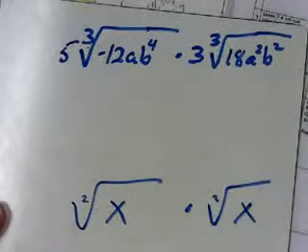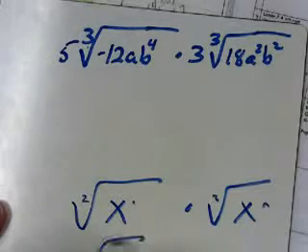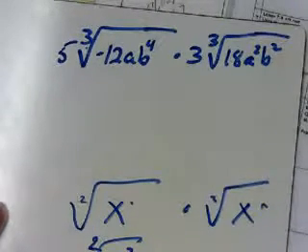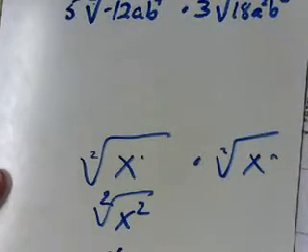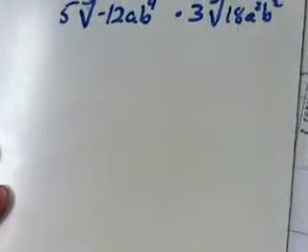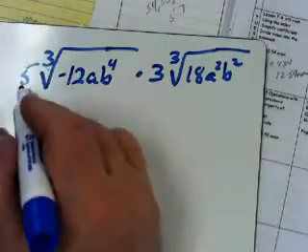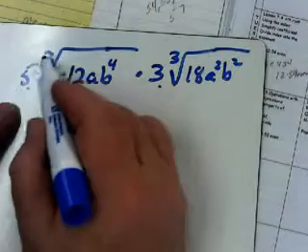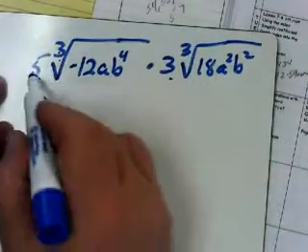And add the exponents. So I ended up with the square root of x squared. And then simplified it from there and got an x. Same idea applies up here. But I have numbers and letters. Well, this is a whole number, this is a whole number, but these indexes are the same, aren't they? So I take 5 times 3. 15.